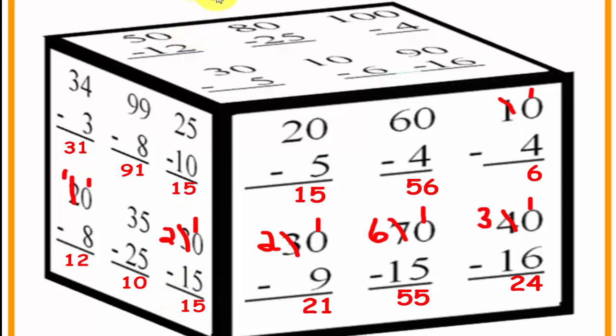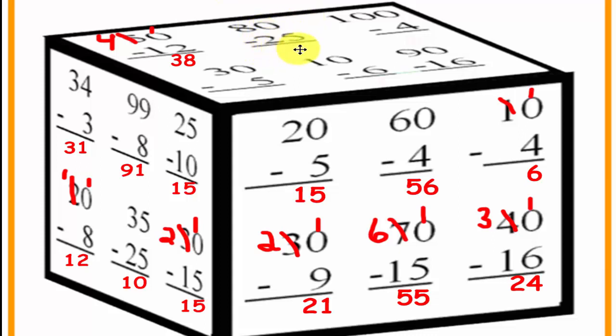Okay, let's look at the top and see how this one worked. 50 minus 12. Well, the answer is 38. And how do we get that? Well, 2 from 0 can't do. You have to borrow from the tens column. So now this is a 4, and this is a 10. 2 from 10 is 8. 1 from 4 is 3. So our answer is 38.